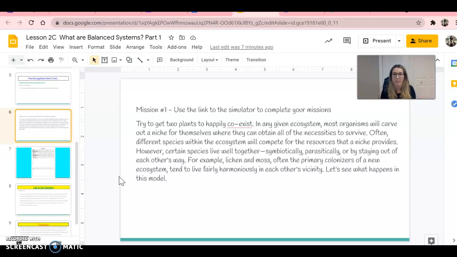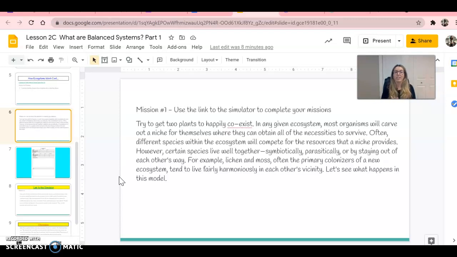in an ecosystem. In any given ecosystem, most organisms will carve out a niche for themselves where they can obtain all the necessities to survive. So they'll find this specific environment, this specific ecosystem with everything that they need in order to thrive. Often, different species within the ecosystem will compete for the resources that a niche provides. However, certain species live well together, symbiotically, parasitically, or by staying out of each other's way. And these are relationships that we talked about in some of our previous lessons.